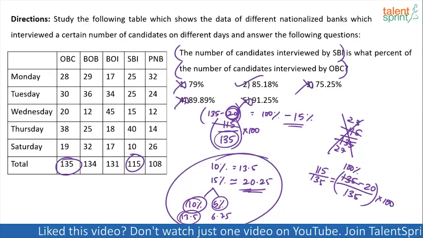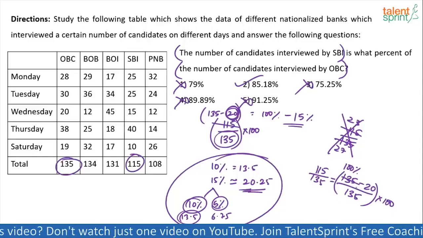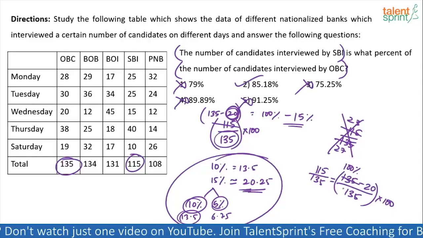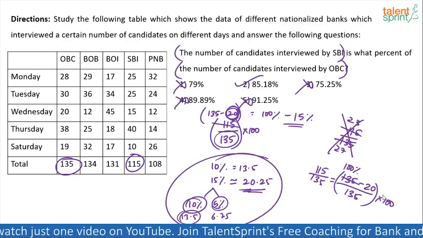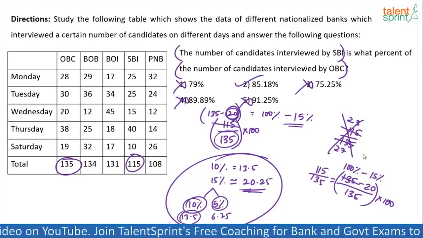10% is 13.5. 5% will be 6.75. So 15% will be 13.5 plus 6.75, which is close to 20. So this 20 can be taken as 15%. So 100% minus 15%, 85%. Option 2 would be the answer.